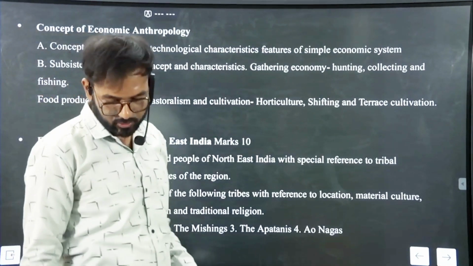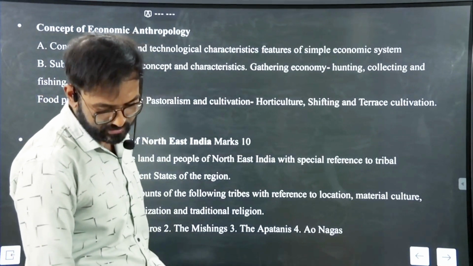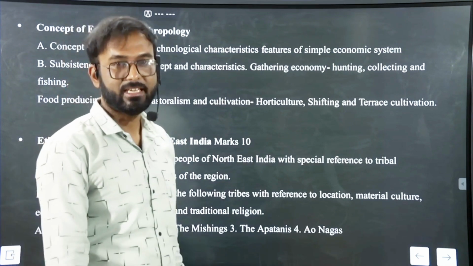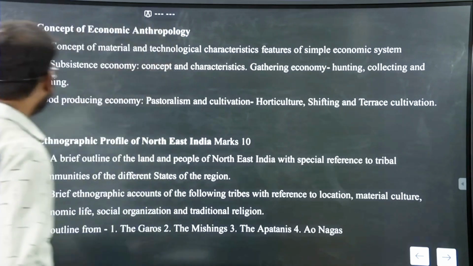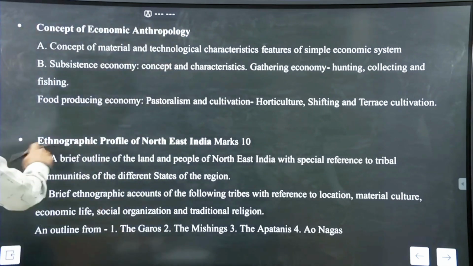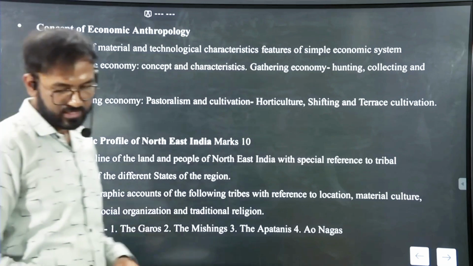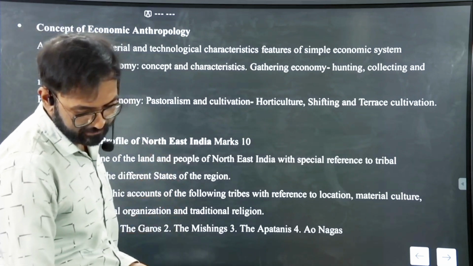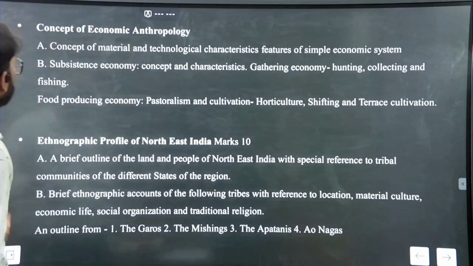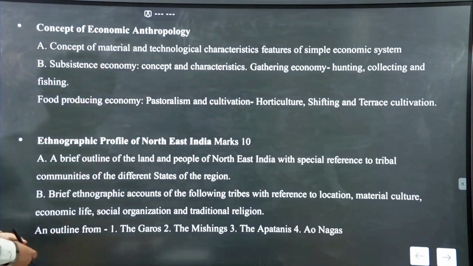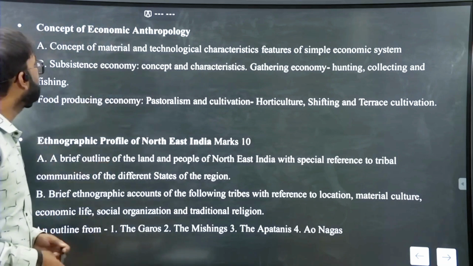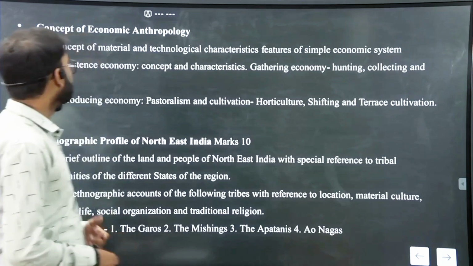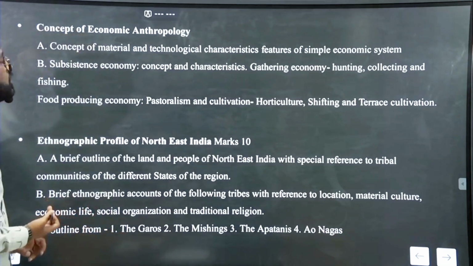And the next unit in the recent old syllabus was social anthropology and ethnography. But now we have to study the ethnographic profile of Northeast India. Before that, in the earlier syllabus, unit 3 was material culture and economic anthropology, but now it is termed as concept of economic anthropology. So in economic anthropology, we have to study the concept of material and non-material culture. Without material and non-material culture, we cannot study economic anthropology.